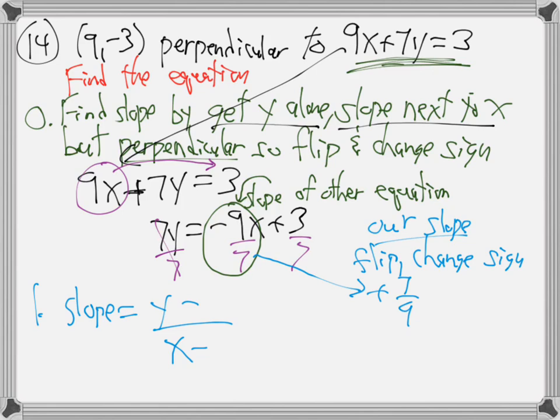So if it says parallel, they're the same. Just keep the same slope. If it says perpendicular, that's when you flip it and change the sign. Can you take it from there now? So now do the rest.